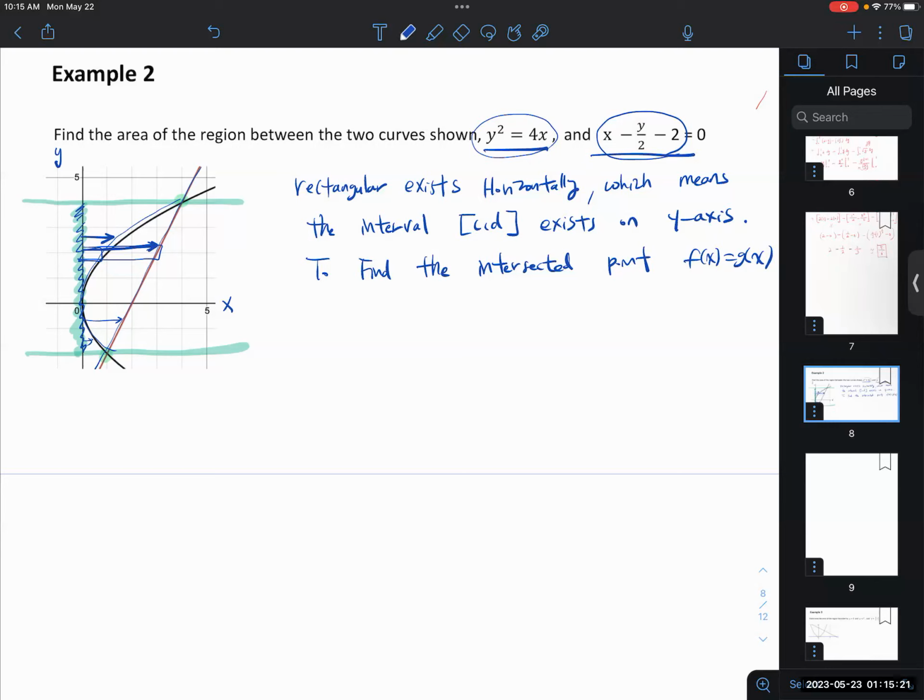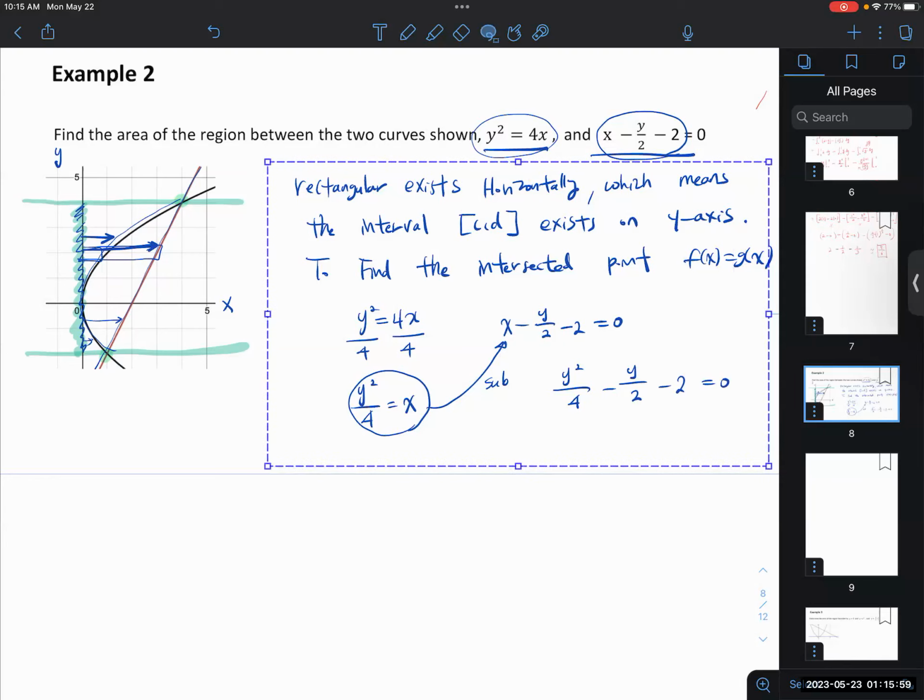So first, the first function, y squared equals 4x. I'm going to divide by 4 on both sides. So y squared over 4 equals x. Okay, so that's one equation. Second equation, x minus y over 2 minus 2 equals 0. Since they're going to be equal to each other, let me substitute. We know that x equals y squared over 4, so just substitute over there. So y squared over 4 minus y over 2 minus 2 equals 0.